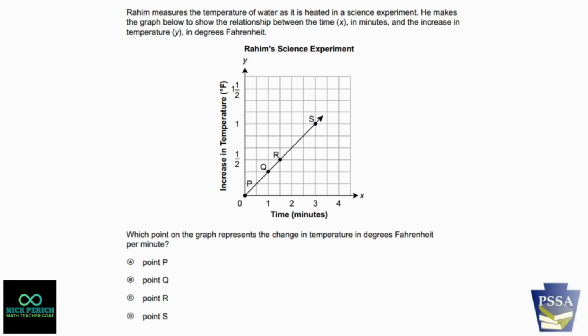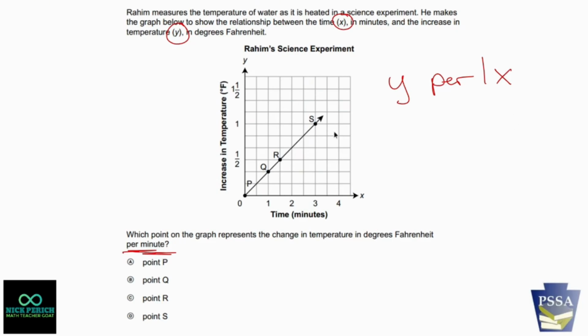So we have degrees Fahrenheit per minute. So first things first, Fahrenheit degrees is Y. So Y per minute, where minute is X. So I need to find out Y per 1 minute because that's exactly what it's asking for here.